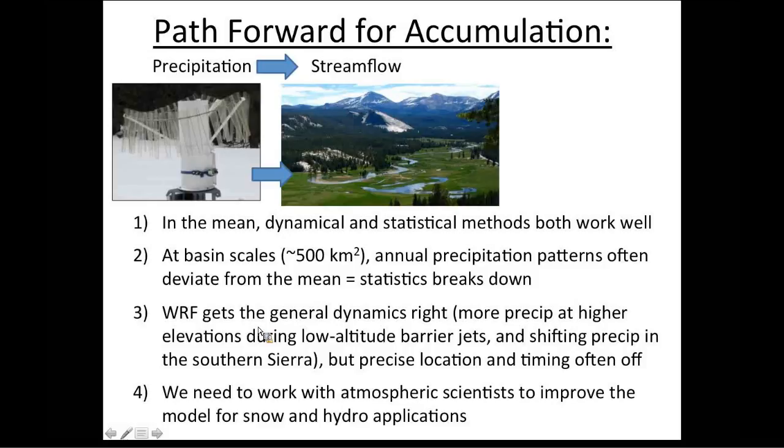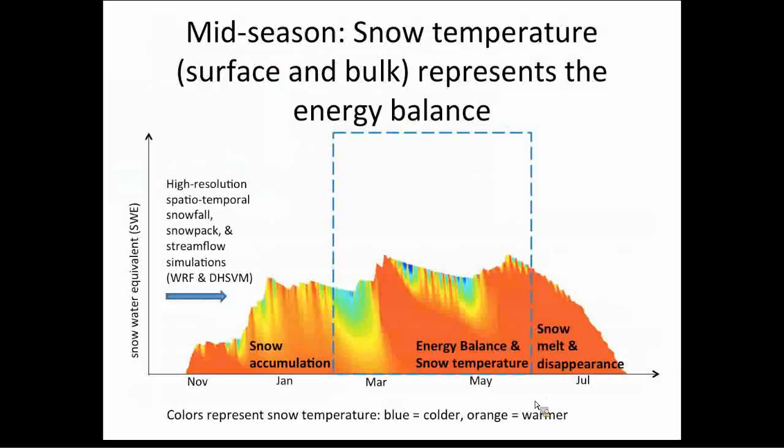In the mean, averaged over many years, both dynamical and statistical methods of understanding the rain and snowfall in the mountains work well. However, at basin scales, much smaller, annual precipitation patterns often deviate from the mean, and the statistics break down. WRF generally gets the dynamics right. It is putting more precipitation at higher elevations during low-altitude barrier jets, and it is shifting the precipitation similar to observations in the southern Sierra. But often its precise locations and timing are off.